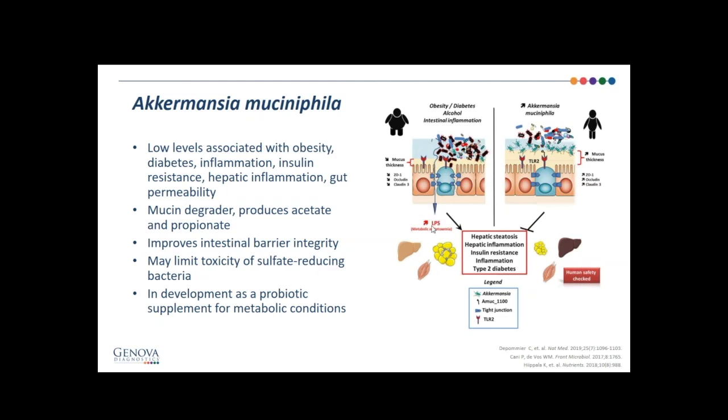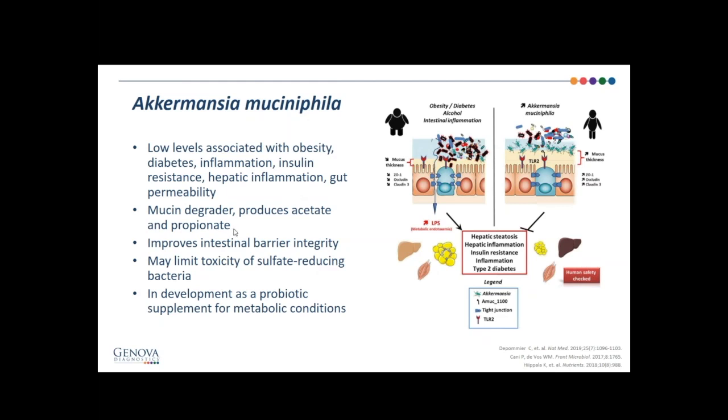So things like LPS can get through and lead to metabolic endotoxemia, and it's pointing to some disease conditions here: hepatic steatosis or fatty liver, and inflammation, insulin resistance, type 2 diabetes. Now, over on the right, if you have an abundant amount of Akkermansia muciniphila, which is associated with a thicker mucus level that protects those intestinal cells, then you're not going to have that permeability and less likely to see these conditions.